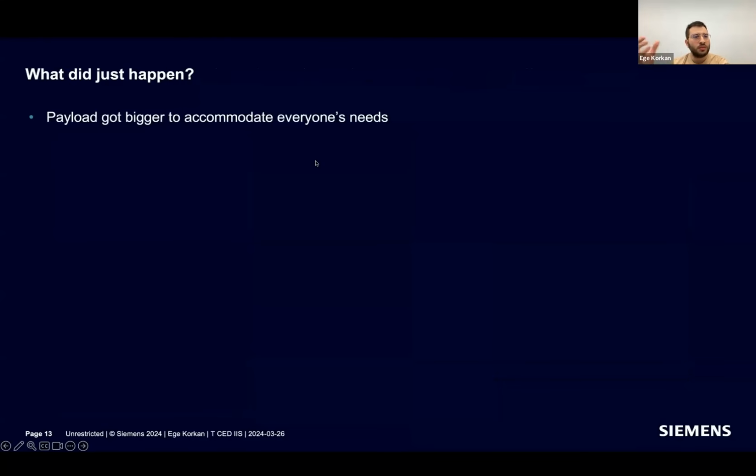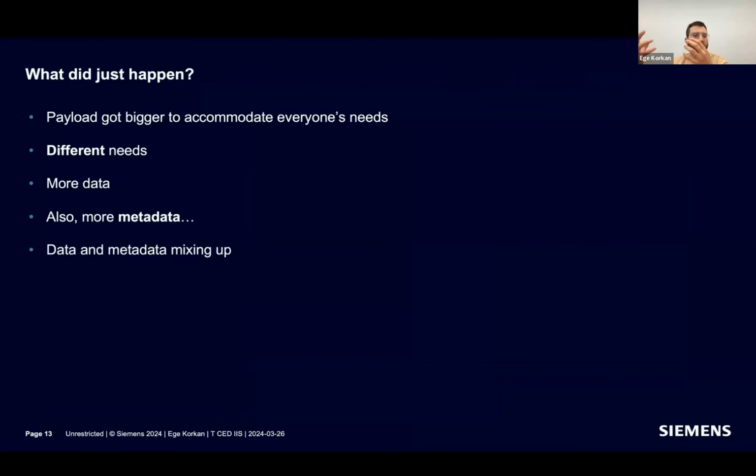The simple thing that we're observing is that the payload is getting bigger to accommodate everyone's needs. And actually, these are different needs. Not necessarily everybody wants to do the same things, because we have multiple and different subscribers, and not necessarily all of them are doing the exact same application with the data. So in the end, we have more data, but at the same time, we have more metadata, and the data and the metadata are mixing up and are the main cause of this payload getting bigger and bigger.